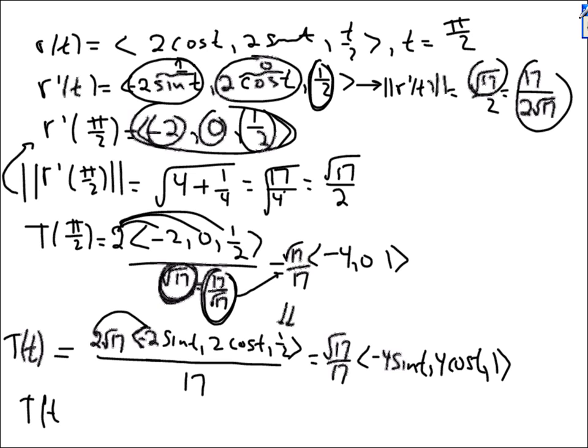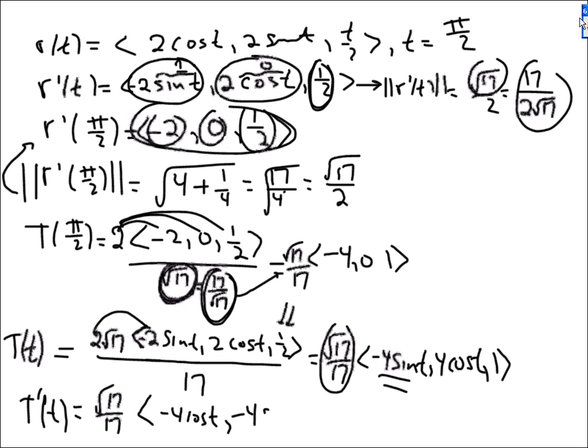Now, the length, hold on, is that really correct? That's just T of t. Okay, so what we want is T prime. So this stays the same way. Square root of 17 over 17. The derivative is negative 4 cosine t, negative 4 sine t, 1.